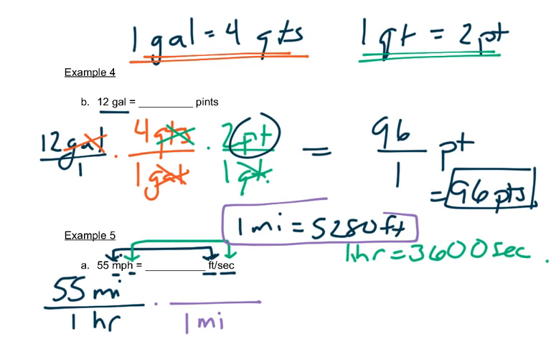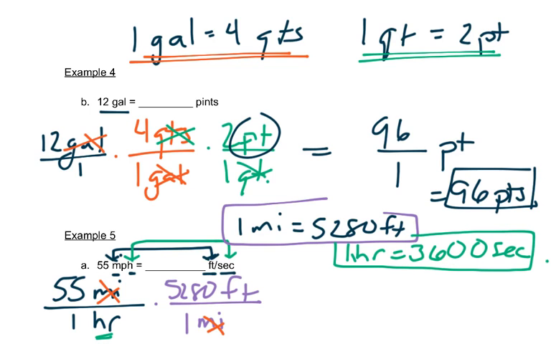And we'll put the 5,280 feet on the top. So now the miles will cancel out. But now we need to deal with this time. So we're going to use this other piece over here. We're going to put another fraction, just line it up. But here my 1 hour is in the bottom, so I'm going to put this 1 hour on the top and the 3,600 seconds on the bottom. Because this hour is in the bottom, this hour is in the top, they'll cancel out.